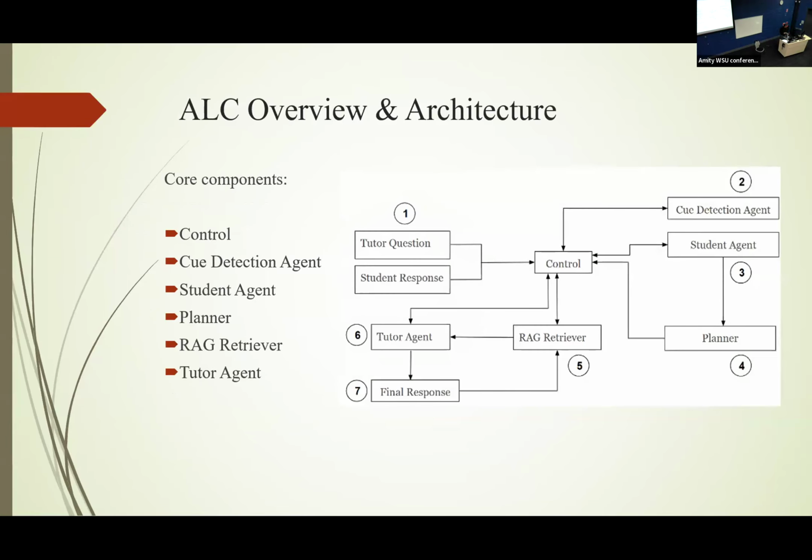This is the overview of our architecture. The main components are control, that is the orchestrator. For an agentic AI system, the mandatory part is the orchestrator, because the orchestrator connects with multiple agents. I renamed this one as control, and then there are the queue detection agent, student agent, planner, RAG retriever, and tutor agent.